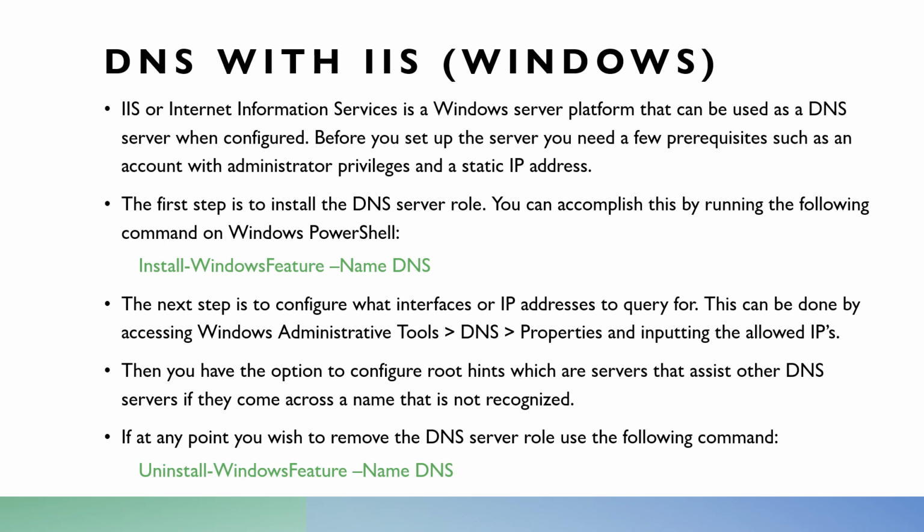This can be accomplished by running the following command on Windows PowerShell: install -WindowsFeature -Name DNS. The next step is to configure what interfaces or IP addresses to query for. This can be done by accessing Windows Administrative Tools, DNS, and then right-clicking and selecting Properties, and inputting the allowed IP addresses.